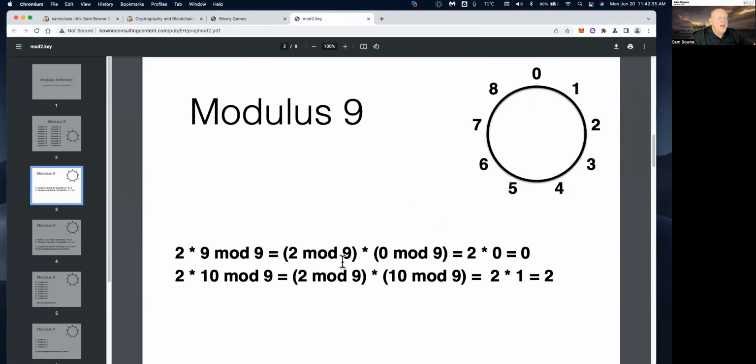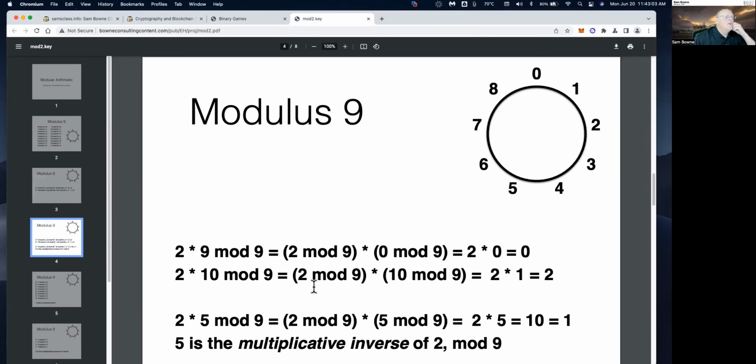You can do 2 mod 9 times 0 mod 9. That's 2 times 0. You can do 2 times 10 mod 9, 2 mod 9 times 10 mod 9. 2 mod 9 is 2, and 10 mod 9 is 1, so the answer is 2. You could also work it out this way. 0, you go up to 9, 10. Then you add another 10, which is once around, and one more. That gets you to 2. So you can do multiplication on a modular ring, which is fine.